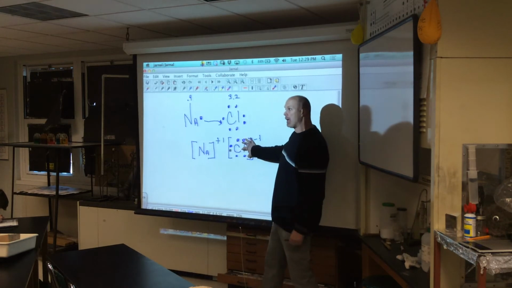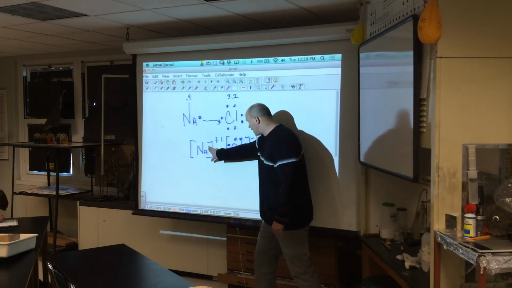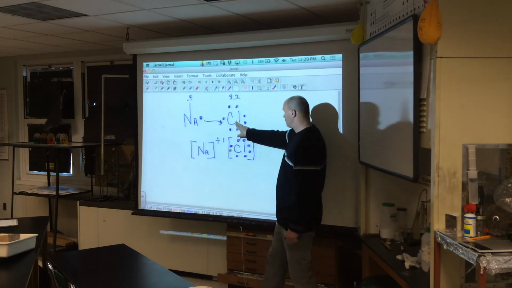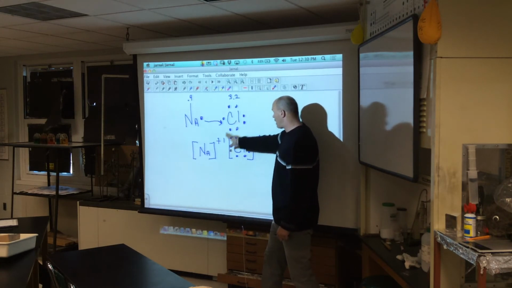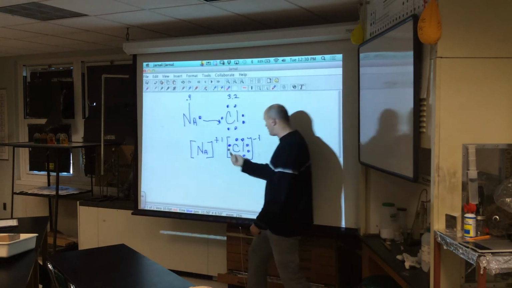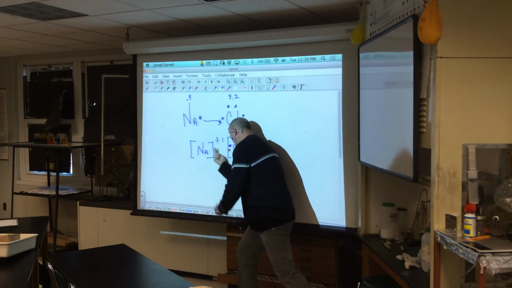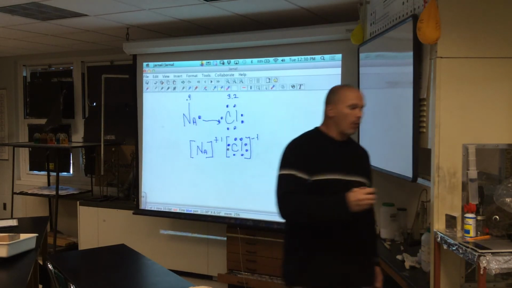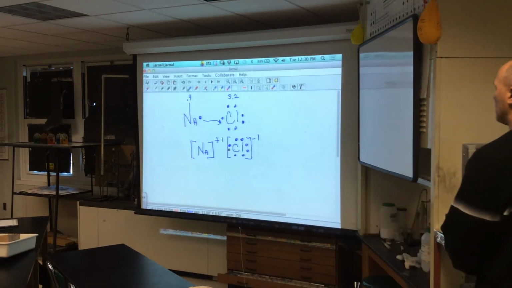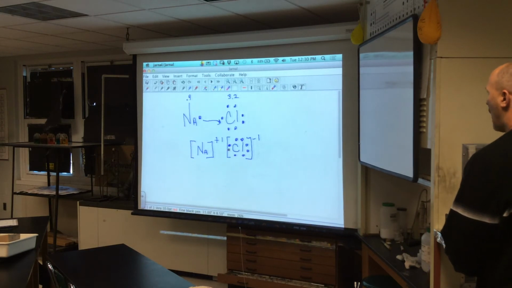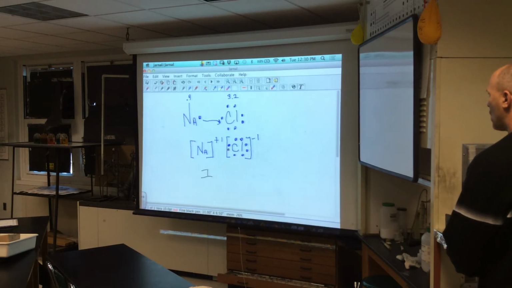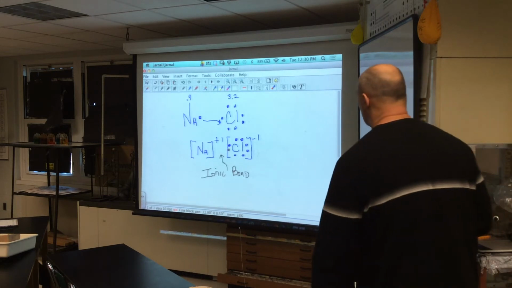Sodium and chlorine ionically bonded. The positive ion that resulted, losing electrons, became positive. The one that gained became negative. And this positive one is attracting this one. And we call this an ionic bond. Notice the word ion in it. Everything you learned about the trends is coming to fruition here. This is an ionic bond.